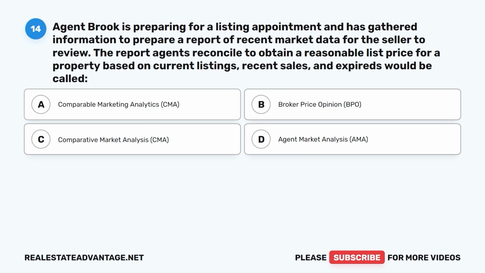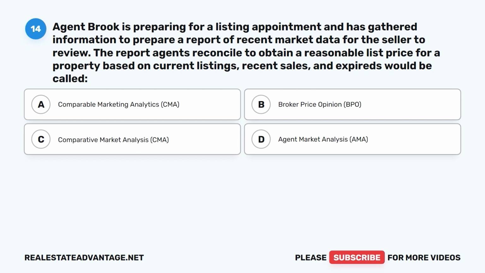Question 14. Agent Brooke is preparing for a listing appointment and has gathered information to prepare a report of recent market data for the seller to review. The report agents reconciled to obtain a reasonable list price for a property based on current listings, recent sales, and expireds would be called: A. Comparable marketing analytics, CMA. B. Broker price opinion, BPO. C. Comparative market analysis, CMA. D. Agent market analysis, AMA.